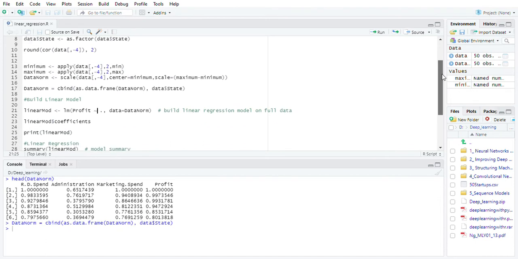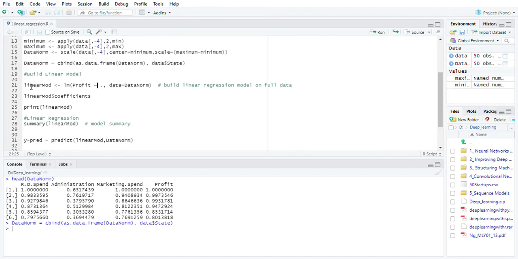In R, it's easy to use linear regression without importing any library. It's also inbuilt, or called automatically when you run your R. So here, in linear regression, profit is what we'd like to predict against all. Okay, so let's have a look at this data set, what we have.